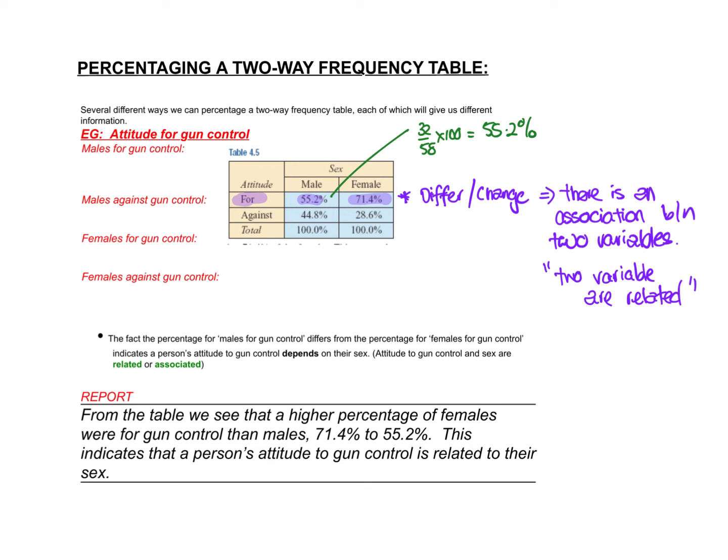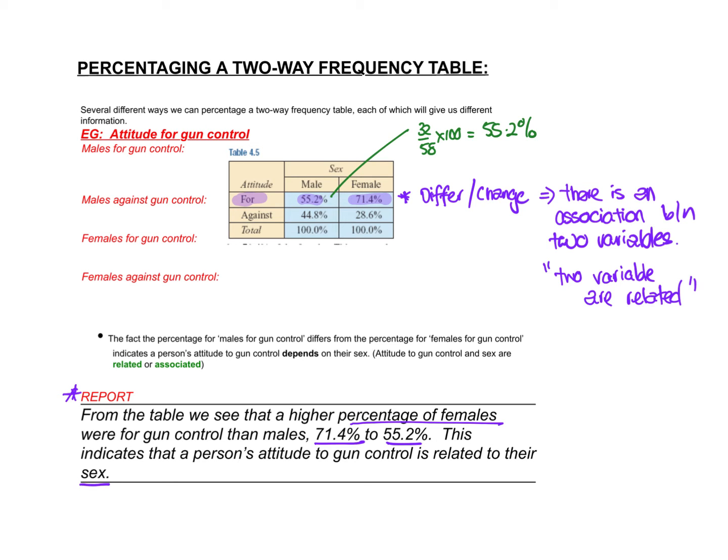All right, so what we do, we've seen this data and we need to report on it. So here's an example of the report. So from the table, we see a higher percentage of females were for gun control than males. So 71% females and 55.2% for males. This indicates that a person's attitude to gun control is related to their sex.